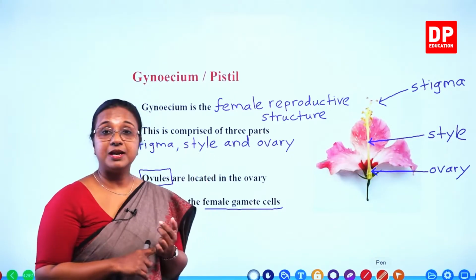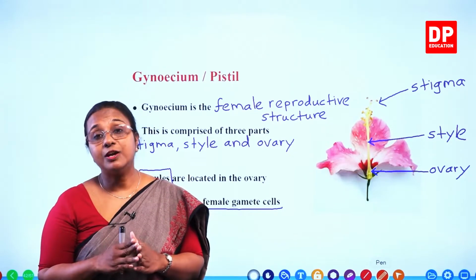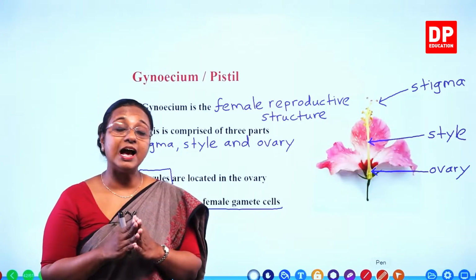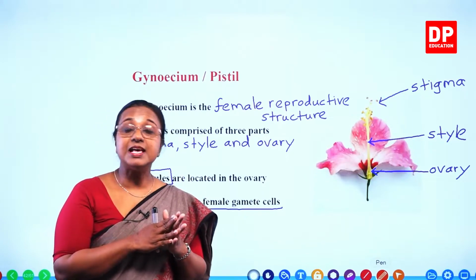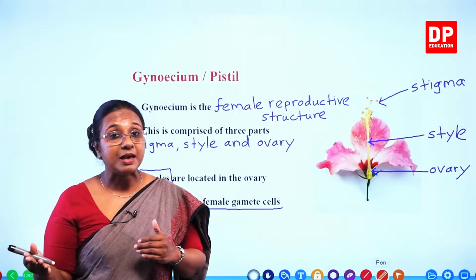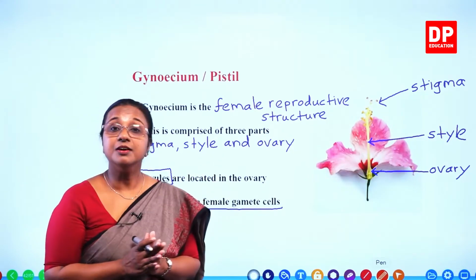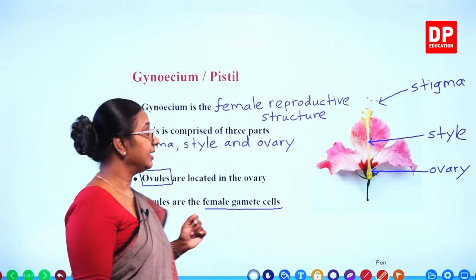And the female reproductive structure, ovary, stigma and style, altogether we call it the gynoecium or the pistil. So they are the female reproductive structures. And the male gametes are the pollens, female gametes are the ovules. So that is the structure of a flower. With that, students, I will move on to the next slide.